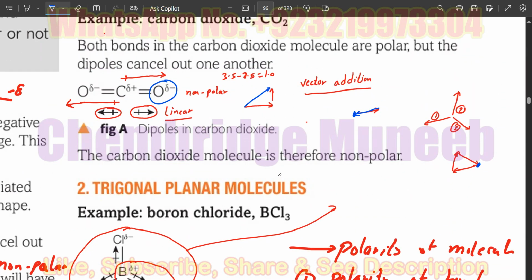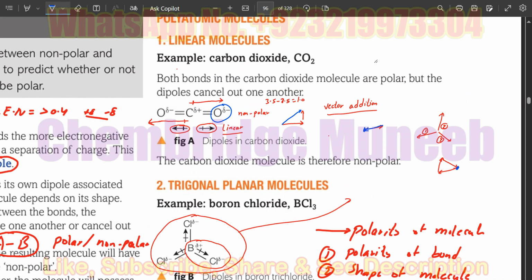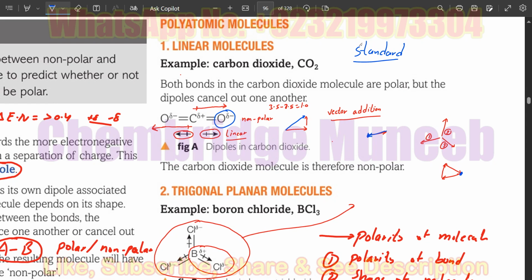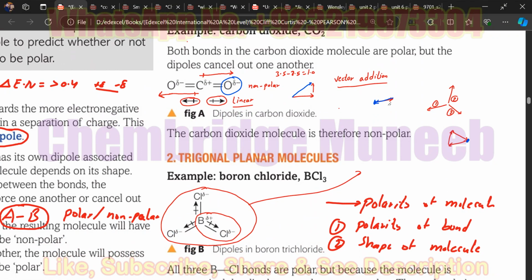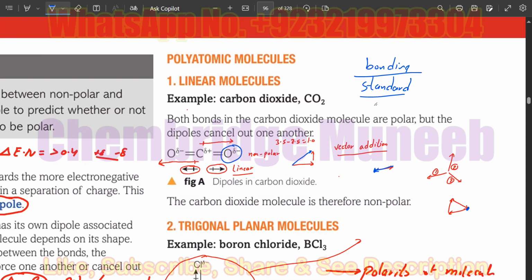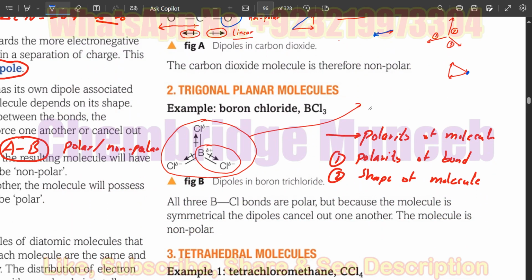Why were they cancelled with each other? They were cancelled because the shapes were considered standard shapes. The standard shapes were all those which included only bonding pairs. There are just bonding pairs in these molecules, and the atoms are all similar on all the ends. If the atoms are similar and all of them are showing bonding pairs, then the molecule will be non-polar, even if the bond is polar. Is that clear?